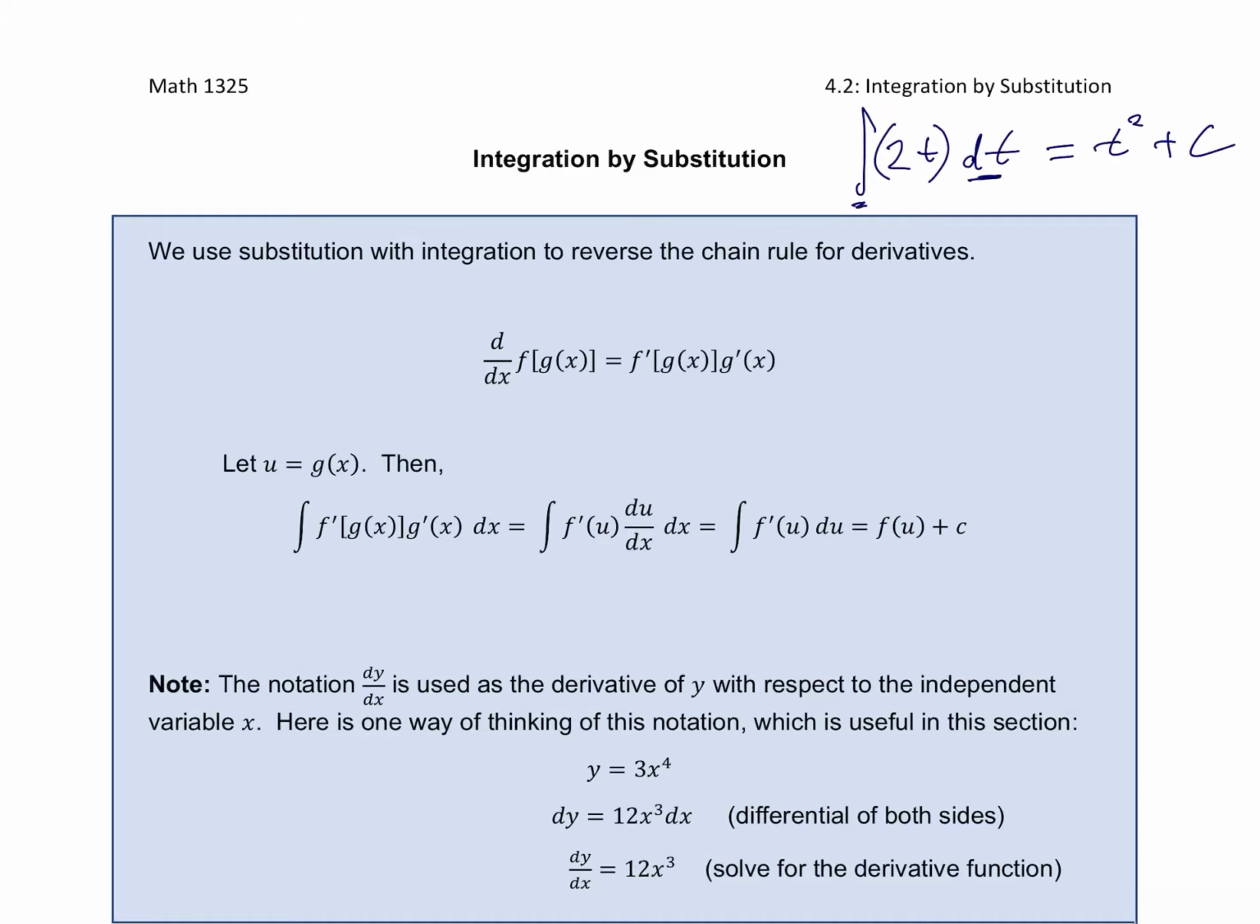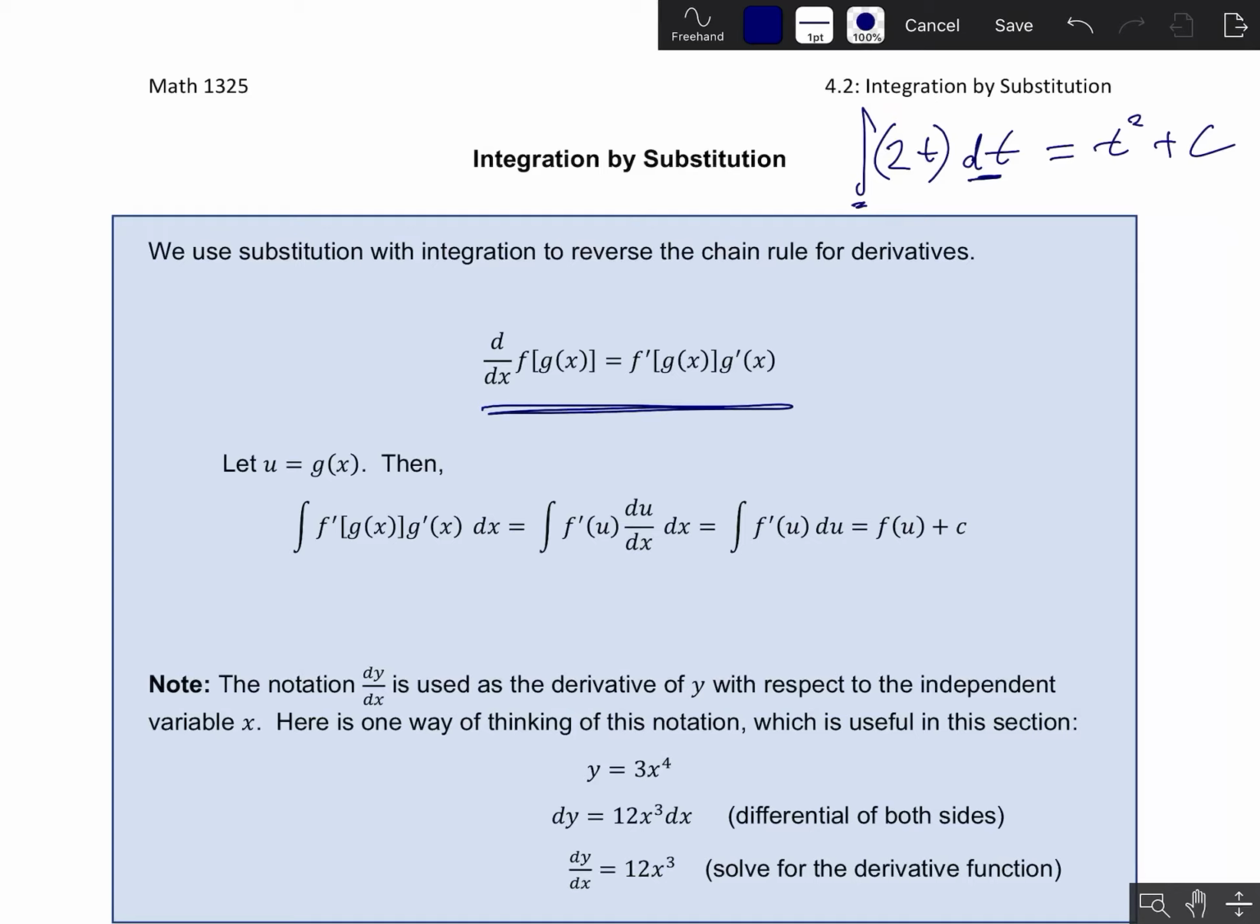So today we're going to expand on our integration techniques. Remember that I told you last time that because this is the inverse process to differentiation, it inherits a lot of properties from differentiation. And today what we're going to see is the inverse to the chain rule.